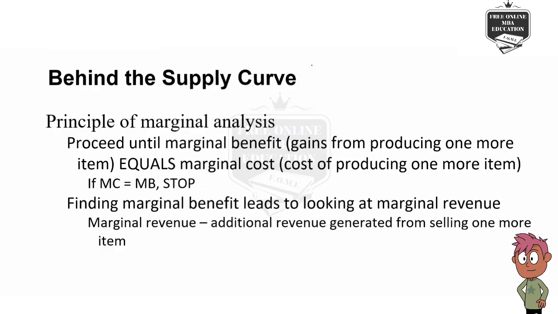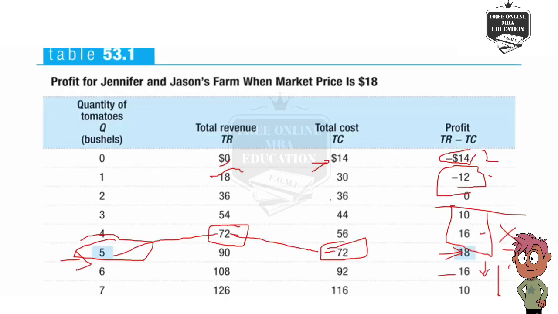Let me quickly take you to the principle of marginal analysis. Now, proceed until your marginal benefit, that is gains from producing one more item, equals the marginal cost, that is cost of producing one more item, right? Where your MC becomes equal to MB, marginal cost becomes equal to marginal benefit, you should stop here. Anything that you go beyond this is going to give you profit but at a diminishing rate. So don't go beyond this, stop over here.